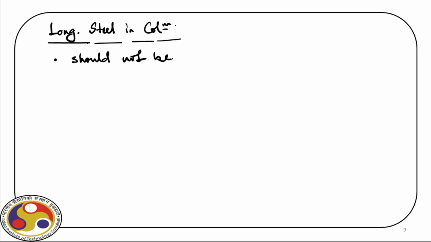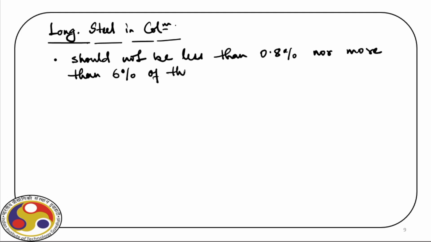So longitudinal steel in column. The first requirement is it should not be less than 0.8%, nor more than 6% of the gross cross section.